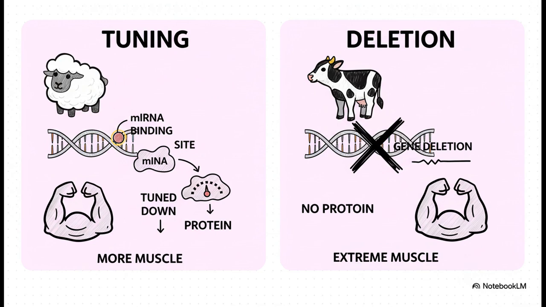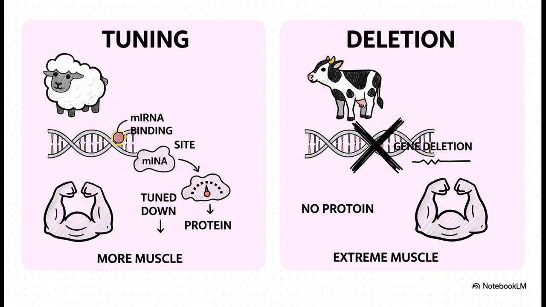On the left, you've got the Texel sheep, famous for being extra muscular. This is caused by a single, tiny mutation that accidentally created a docking site for a microRNA on the myostatin gene. That's a gene that normally puts the brakes on muscle growth. This miRNA tunes down myostatin, and the result is more muscle.